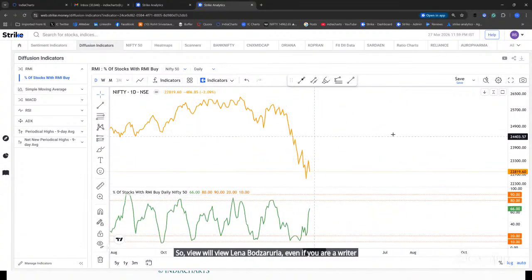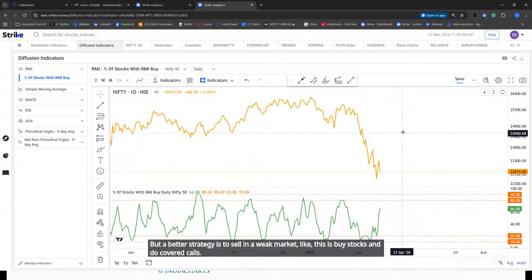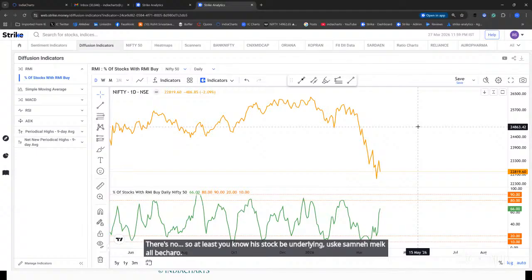Even if you're a writer, taking a view on whether the market is going up and then selling puts, yes, that's possible. But a better strategy in a weak market like this is to buy stocks and do covered calls. So at least you know that you have the stock as the underlying against which you're selling the call.